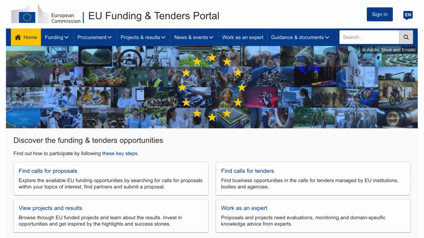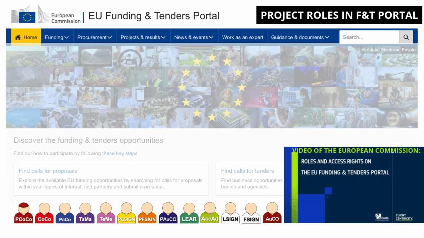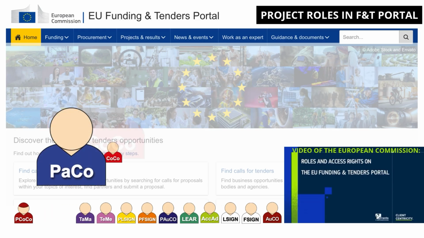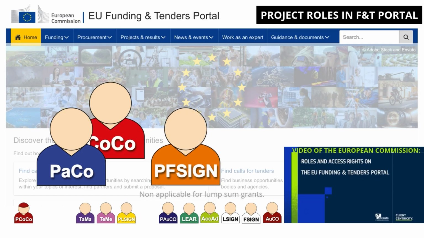Periodic reporting is conducted entirely electronically via the Funding and Tenders portal and requires a defined role structure at the beneficiary level. Within each beneficiary organization, collaboration between the participant contact, respectively the coordinator contact in case of the coordinating partner, and the project financial signatory is essential to complete, e-sign, and submit the financial statement to the coordinator. The coordinator contact submits all parts of the periodic report to the granting authority.